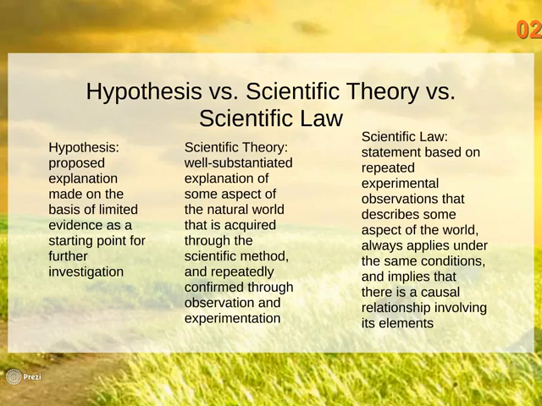A scientific theory is a well-substantiated explanation of some aspect of the natural world that is acquired through the scientific method. It is also repeatedly confirmed through observation and experimentation. A lot of times people will use the term theory to imply that there is a lot of doubt in the scenario. But in science, a scientific theory actually does not have a lot of doubt in it. While it's very difficult to prove something true in absolutely all circumstances, a scientific theory actually has a tremendous amount of research and experimentation behind it before we ever call it a theory.